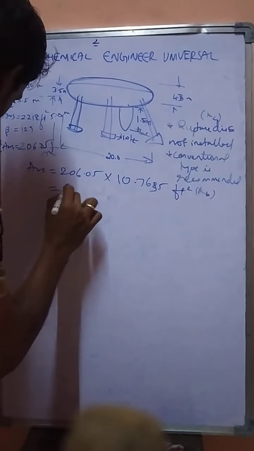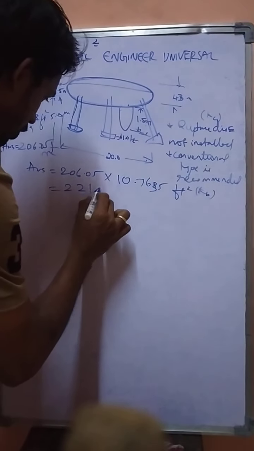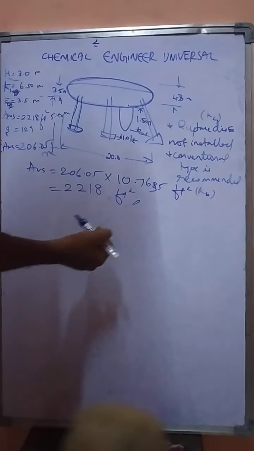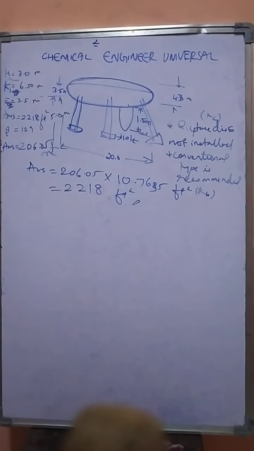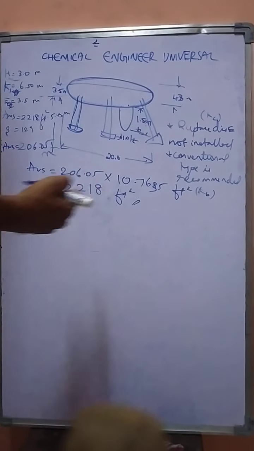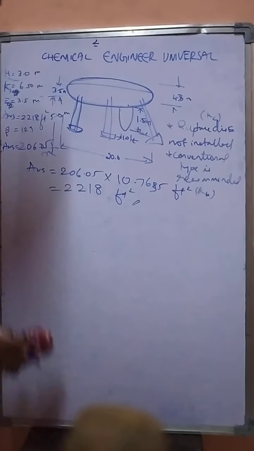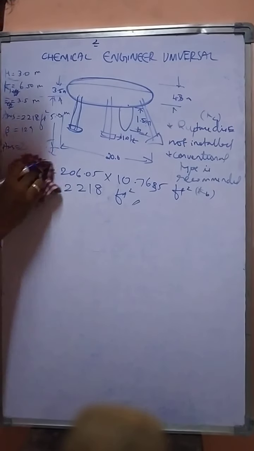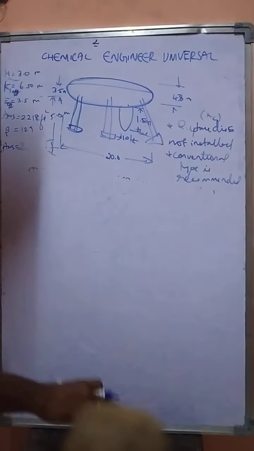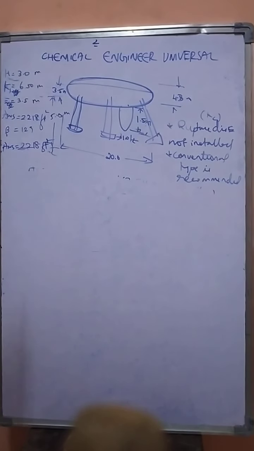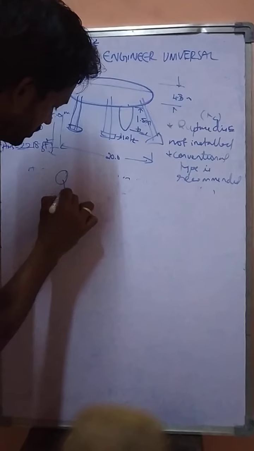It is approximately 2218 feet square. You have to concentrate on the units. Mostly if you follow the units perfectly, then only you will get all the data perfectly. So just take this value in feet square and note this down: 2218 feet square. To calculate first we have to calculate this vapor load.